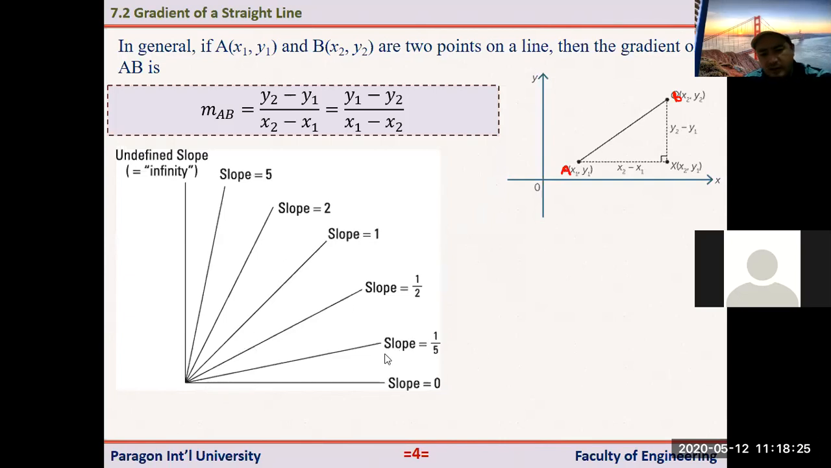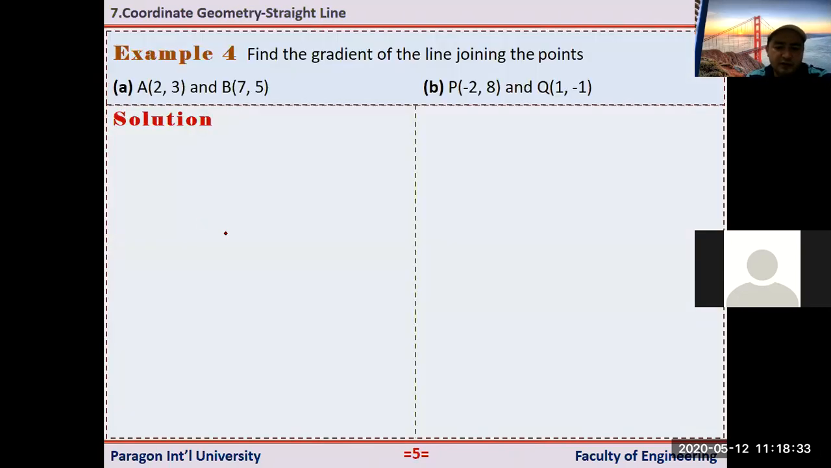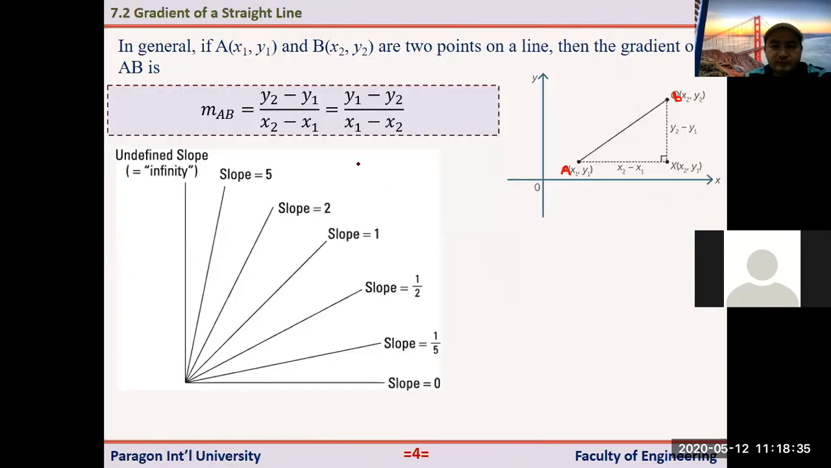And as you see here, as the slope is increasing, the steepness of these lines is also increasing. And how about the vertical line? Vertical line means the x coordinates are not changing, right? Here, this point and this point, their x coordinates are the same. And that's why the denominator is 0.